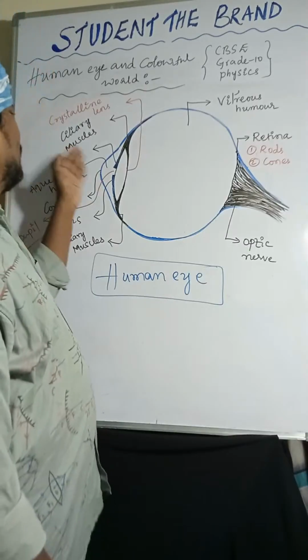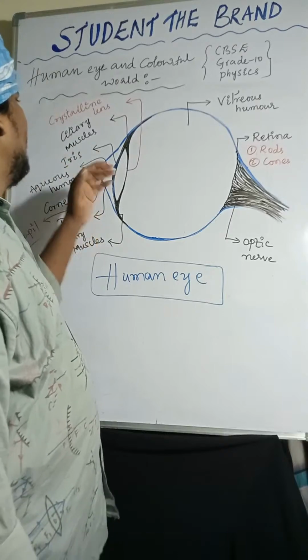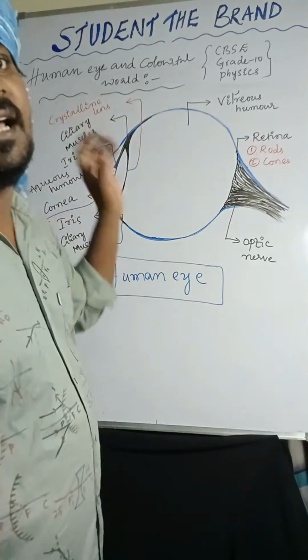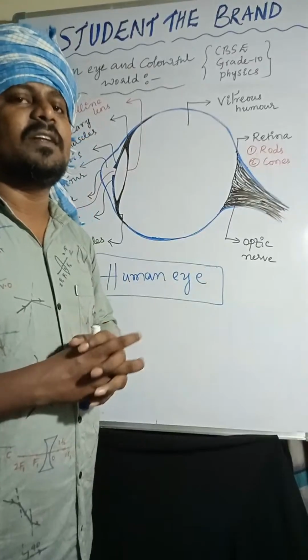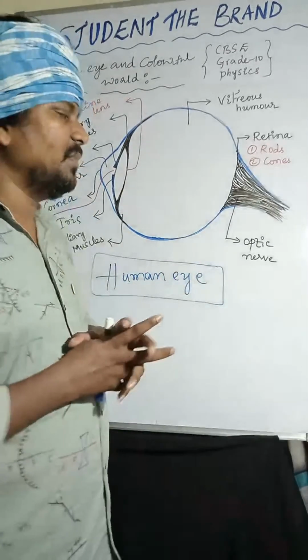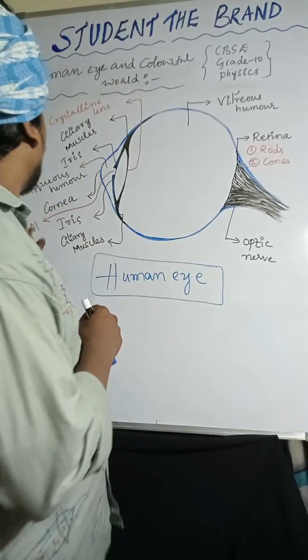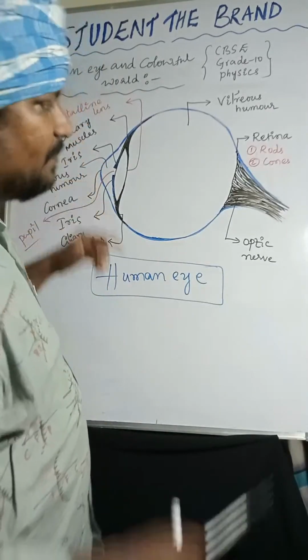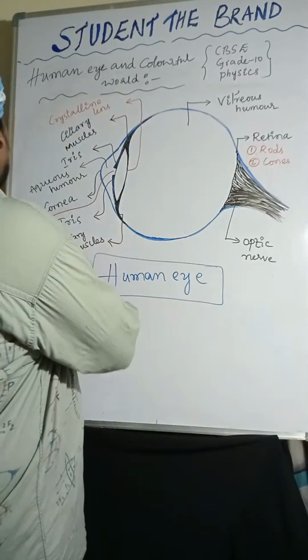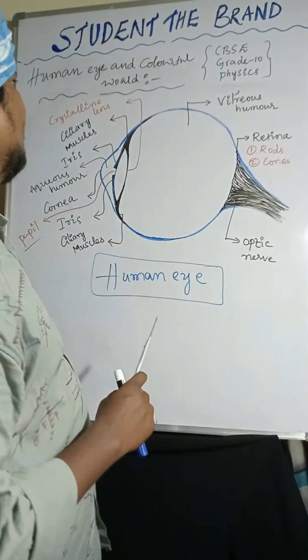Okay. So cornea, and coming to the iris, it is a dark muscular diaphragm which controls the size of the pupil. The pupil will control and regulate the amount of light entering into the eye.